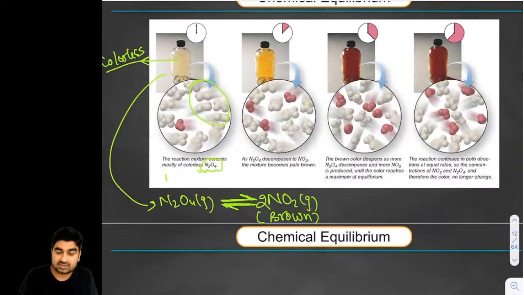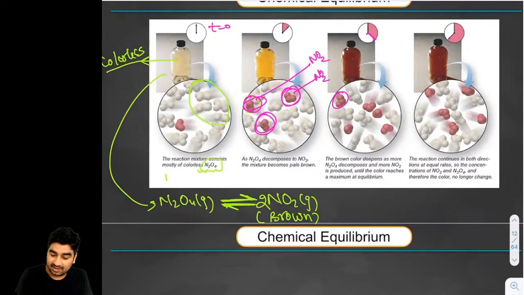But what happens? Now this N2O4 starts dissociating. This brown colored compound shown is NO2, guys. This is the time t equal to 0 when the reaction was started. After some time, suppose out of 10 molecules, 3 molecules were converted into it. Then after some more time, you can see the watch there. After some more time, more and more molecules of NO2 are formed.